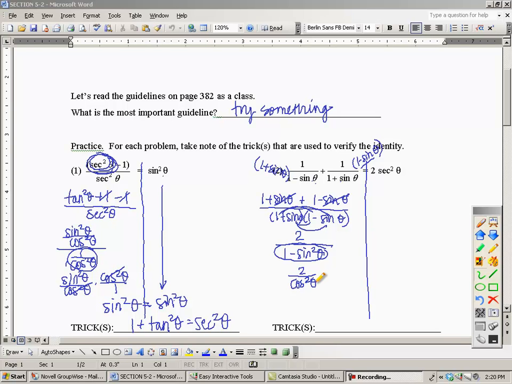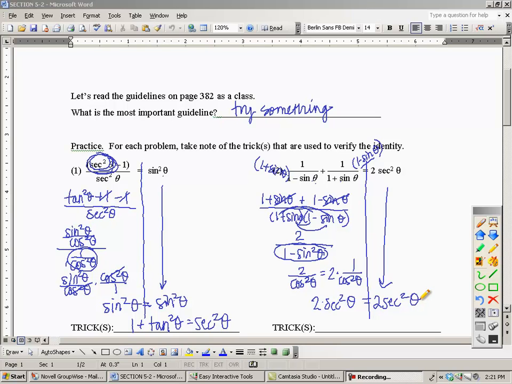Now I'm going to rewrite this a little bit differently, and I'm actually going to take it over here. This is the same thing as 2 times 1 over cosine squared, and 1 over cosine squared is the secant squared. So if you look, I have 2 times the secant squared, which is the same thing as 2 times the secant squared. And so looking at this, again, you always take the worst side, the side that looks the worst, and you try to get it to look as simple as you can.